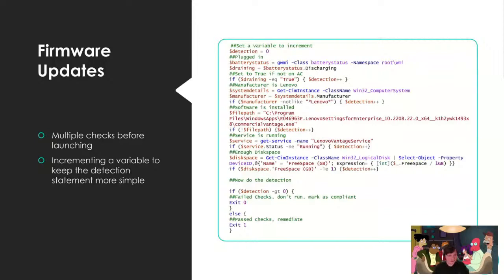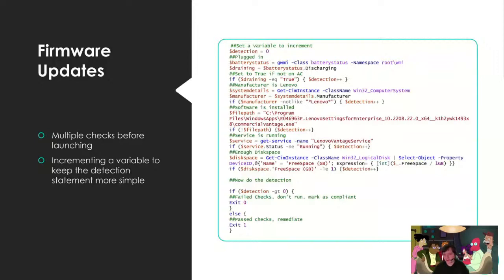We could do firmware updates. If you look at this one, I'm using a detection variable just to increment, rather than having a massive nested if at the bottom here. So we can go through and say, what's the battery status? We can query the WMI namespace and check if it's discharging. And if it is, we can increment our detection variable. We can check the manufacturer. I've done Lenovo in this case because that's just what my laptop happens to be. So is it Lenovo? If it's not, increment again.